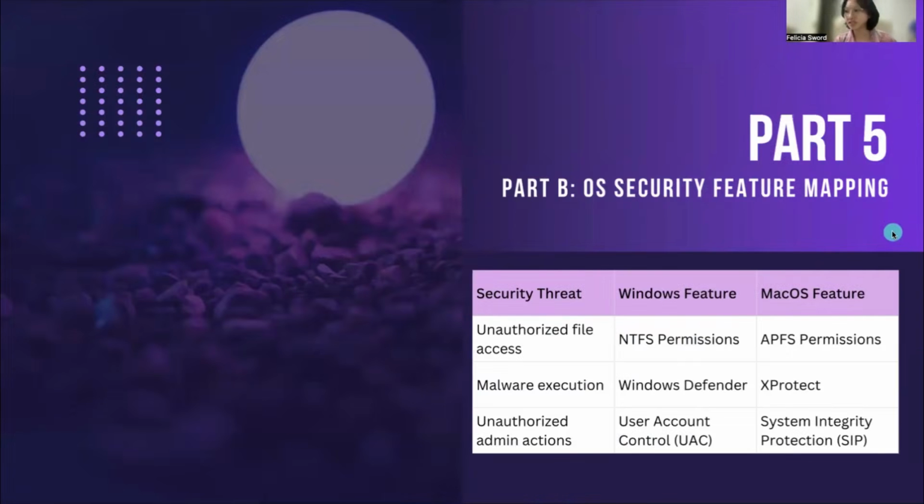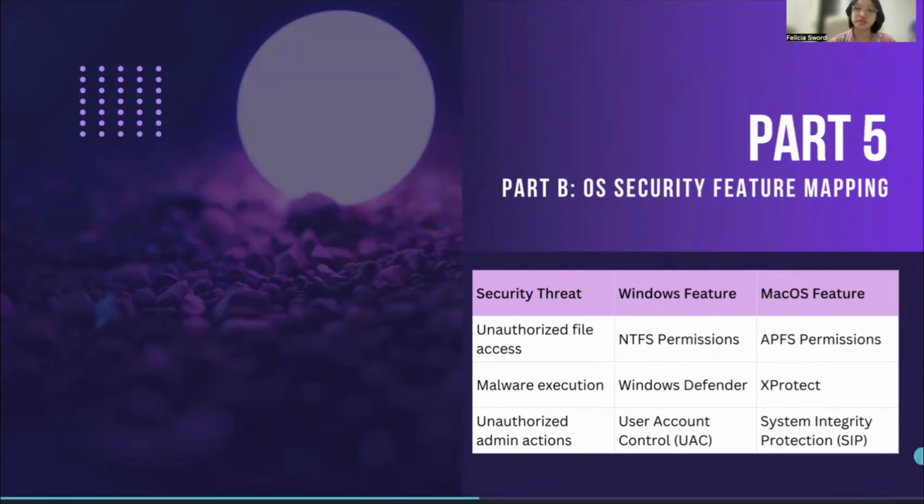Moving on to part B, we'll examine how each OS implements protection against unauthorized file access, malware execution, as well as unauthorized admin actions. Let's begin with an overview. So unauthorized file access is prevented by file system permissions. Malware execution is blocked by antivirus technologies, and unauthorized admin actions are controlled by privilege escalation protections. Here is what's used in each operating system.